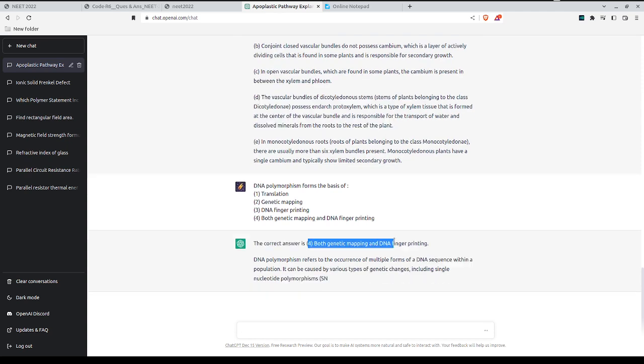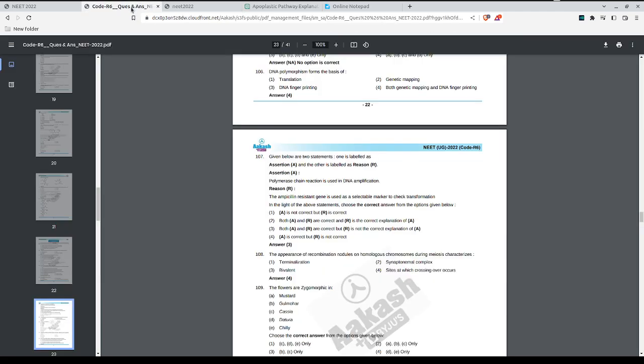DNA polymorphism forms the basis of: 1. Translation, 2. Genetic mapping, 3. DNA fingerprinting, 4. Both genetic mapping and DNA fingerprinting.